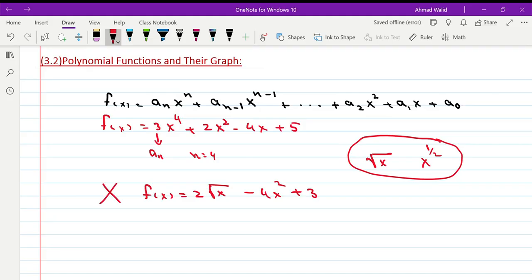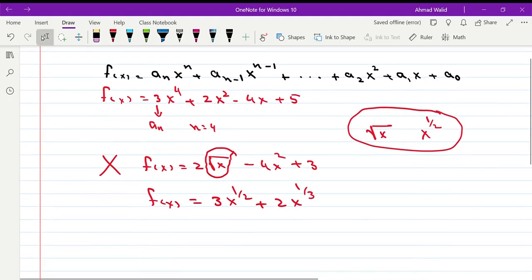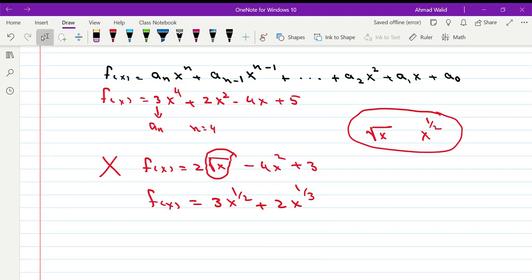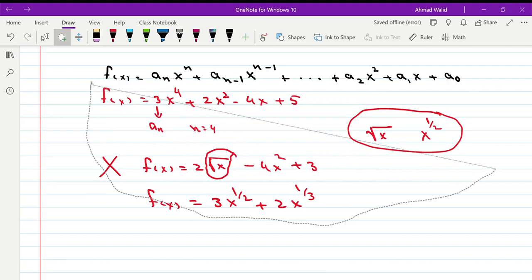Why? Because here, my variable is under the radical. Or f of x equals 3x to the power of 1/2 plus 2x to the power of 1/3. This is not a polynomial function because the power of your variable is what? A fraction or a rational number. Now, let me erase these examples and this time explain something else for you.